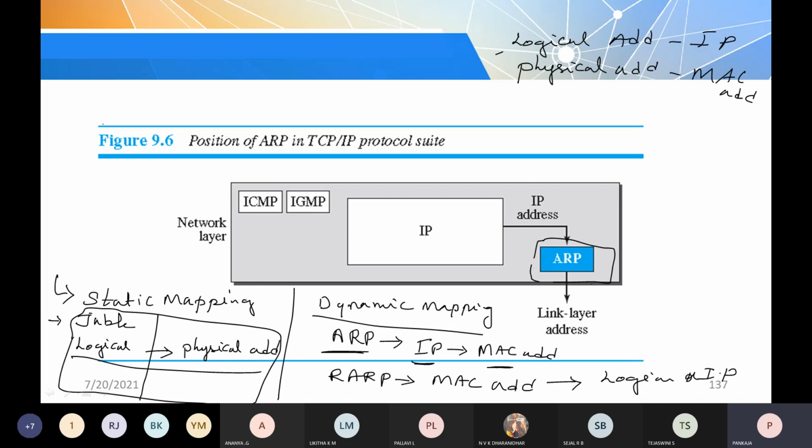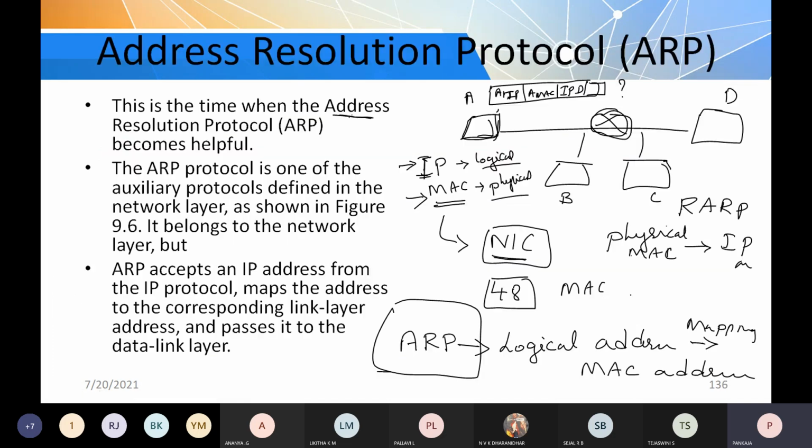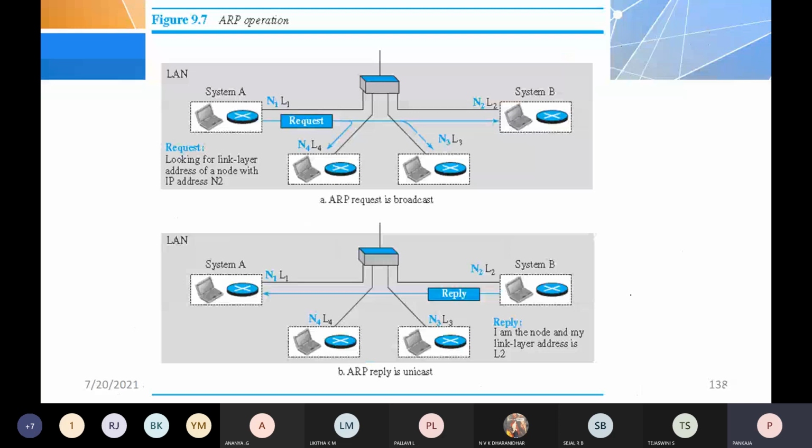Next we'll move on to how exactly this ARP is going to work. How will ARP, knowing the IP address, find out the MAC address or physical address? Can somebody respond? Did you understand the meaning of ARP? Yes, ma'am. Okay, thank you.